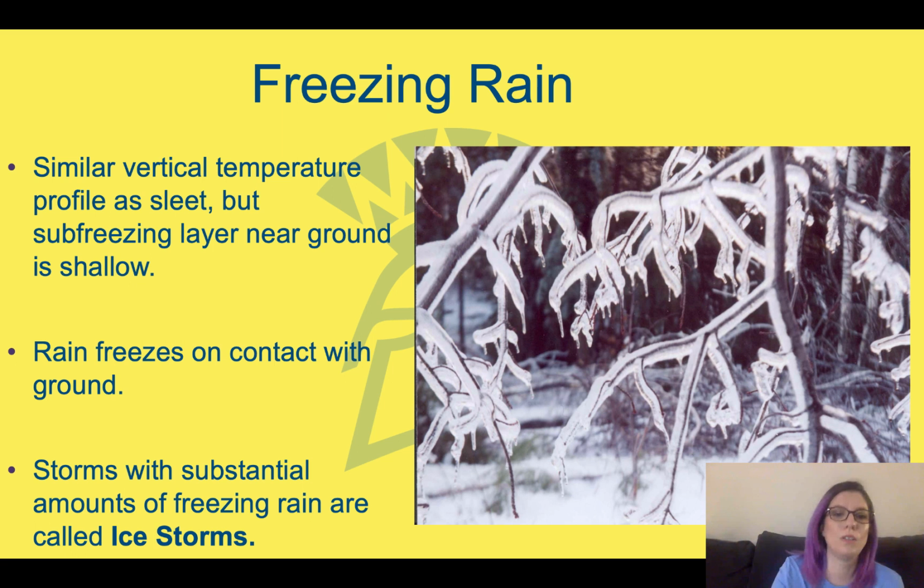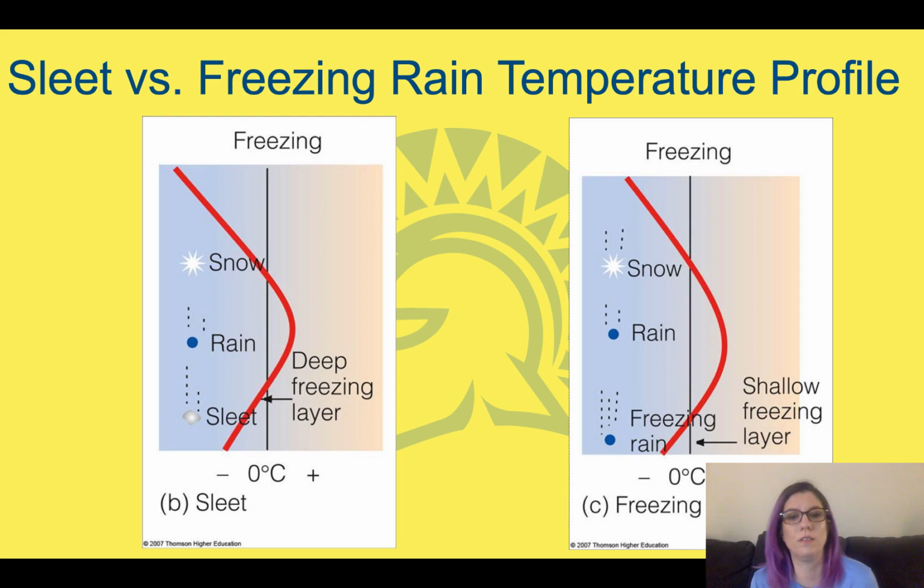So let's look at the back to back here. This one is going to be freezing rain, and this is going to be sleet. So remember we said it fell as snow. It entered an area here that made that snow melt into rain, and then it entered a colder area here that made that rain refreeze into a pebble called sleet.